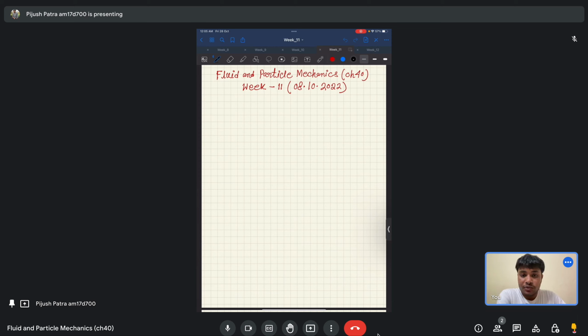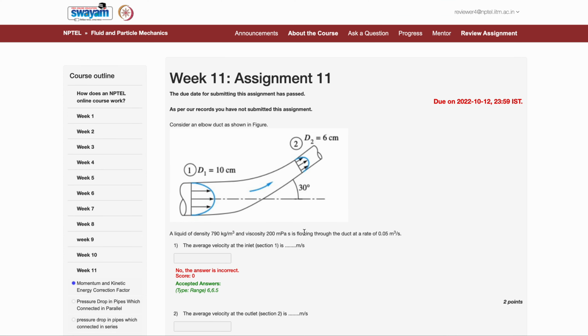So it's the 11th week. We are meeting for the course Fluid and Particle Mechanics. In this week, I will mainly solve a few assignment problems which will help you in the final end sem exam. So let me directly go to the assignment problems and then we'll see. As you can see, this is assignment 11.